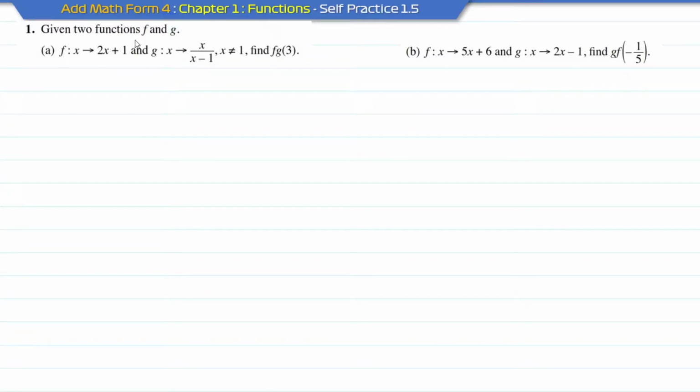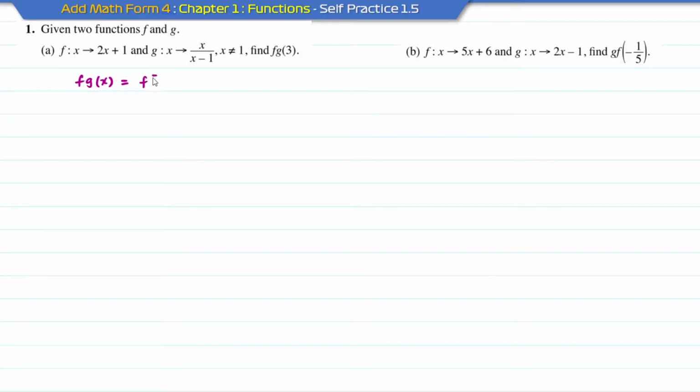Question 1, given two functions f and g. For question A, it's asking you to find the image of the composite function fg when the object is 3. First, we need to find the composite function of fg with the object of x.